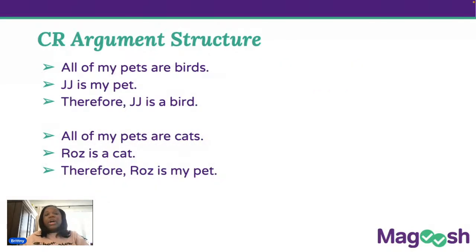So let's go back to our original argument here. All right, it says, all my pets are birds. JJ is my pet. Therefore, JJ is a bird. Is that true? Is that a valid argument? All my pets are birds. JJ is my pet. Therefore, JJ is a bird. I would think so, right? Same thing we just talked about in our previous example. But let's look at this one.